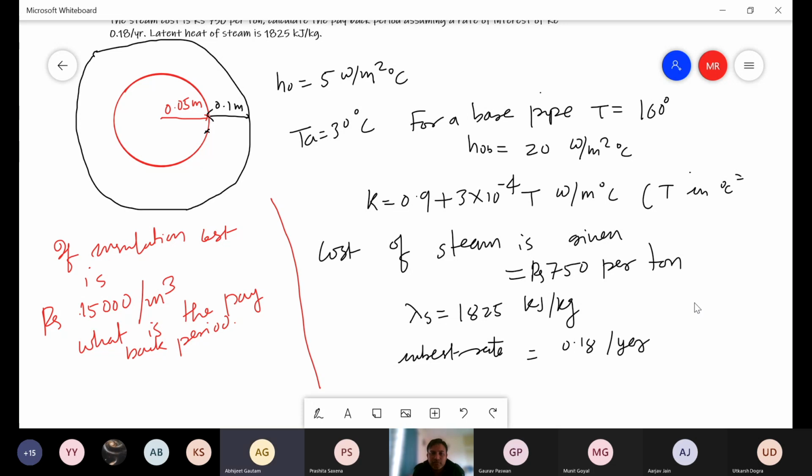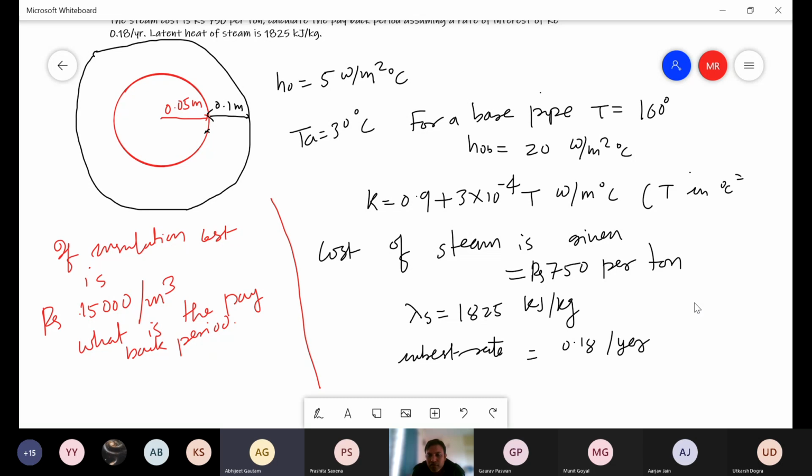Sir, why are we taking that steam will condense? Because we do not know whether the temperature would be below 100 degrees Celsius. It depends on the pressure. That's why we said that it's a saturated steam, isn't it? Yes or no?